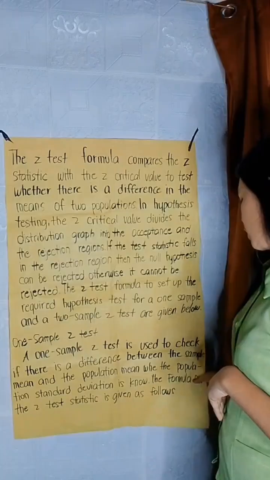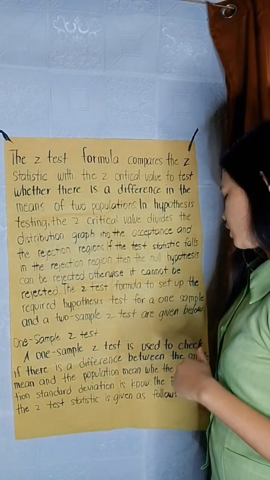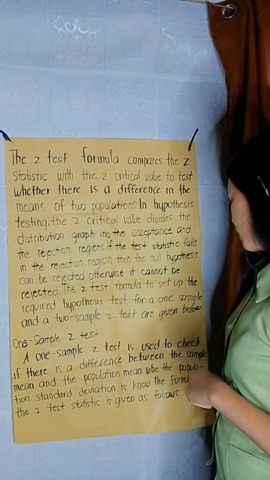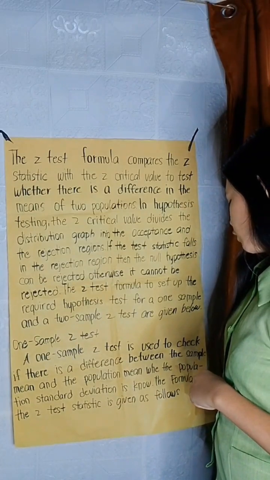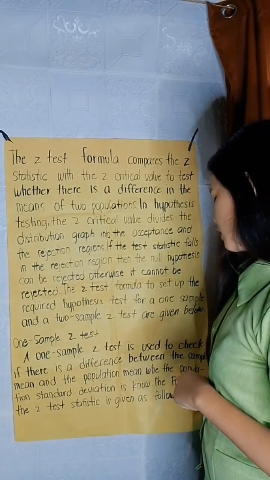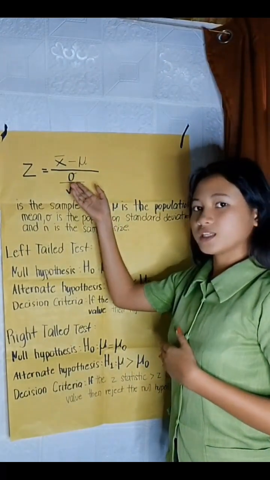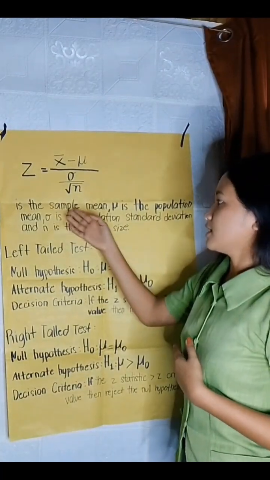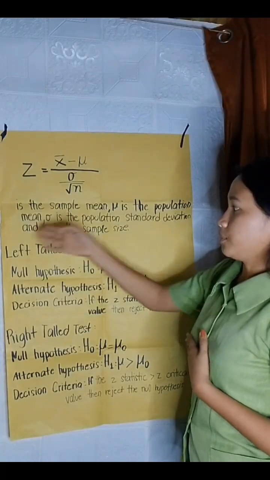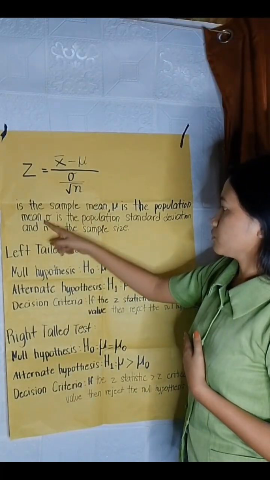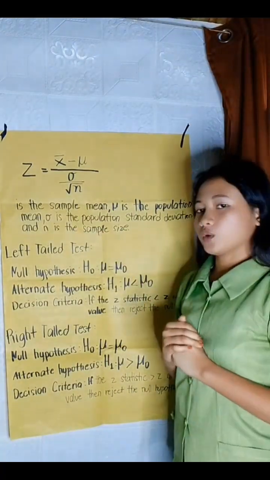One sample Z-test is used to check if there is a difference between the sample mean and the population mean. When the population standard deviation is known, the formula for the Z-test statistic is given as follows. This is the formula of the Z-test statistic. This is the sample mean, this one is the population mean, this one is the population standard deviation, and n is the sample size.